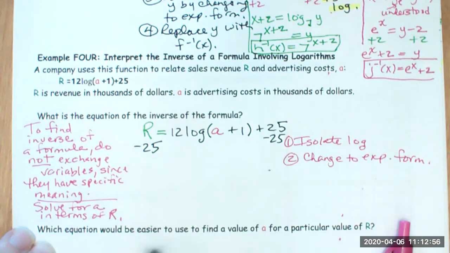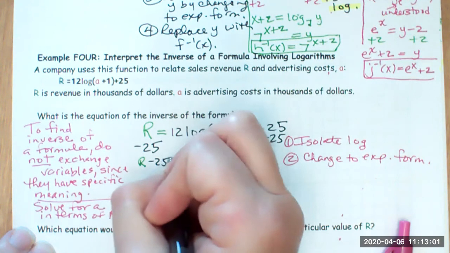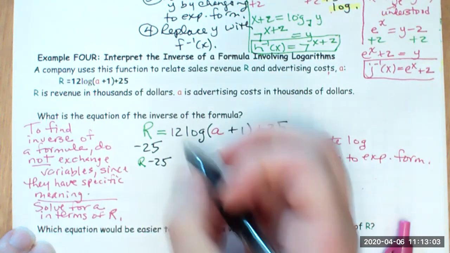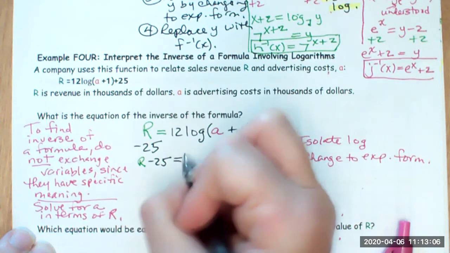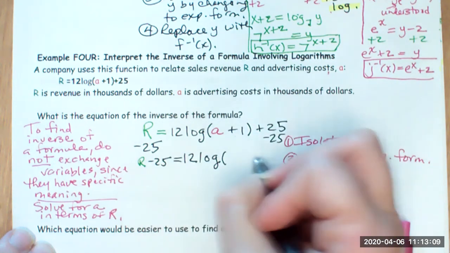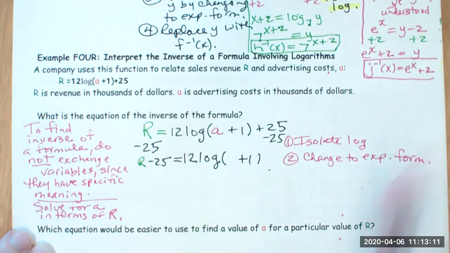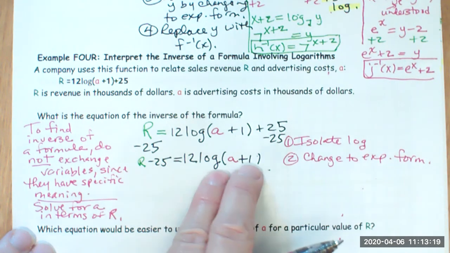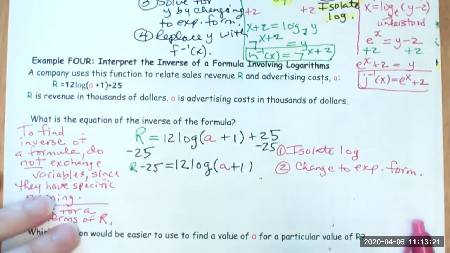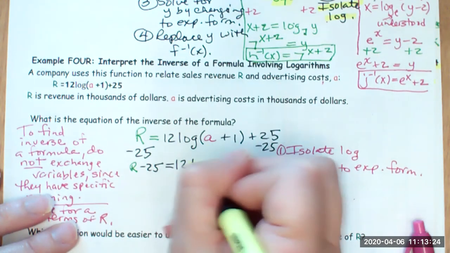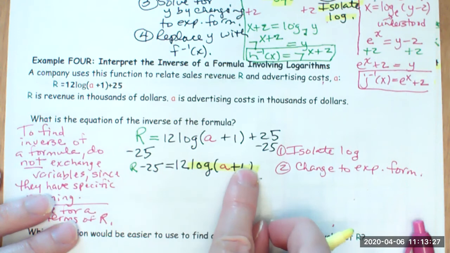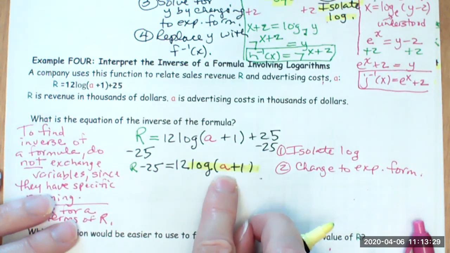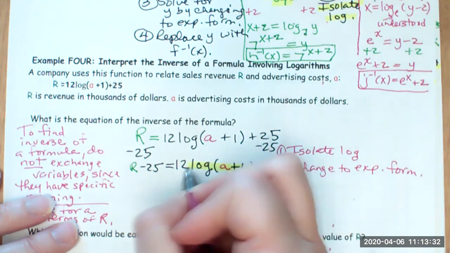And so we'll have R minus 25 equals 12 times the log of A plus 1. Okay. Now I need to isolate the log. What I'm saying when I isolate the log is I'm taking the log with its argument, okay? With the value in parentheses, with the horizontal shift, okay? So I'm going to divide by 12 on both sides of the equation.